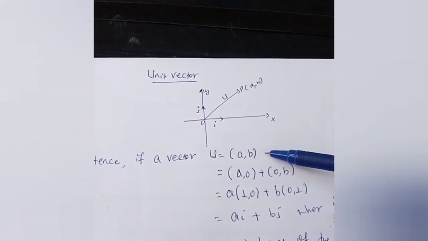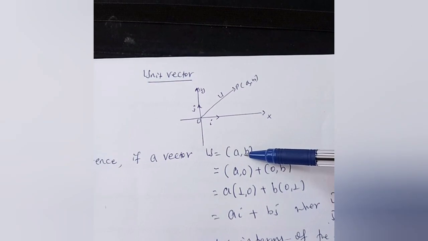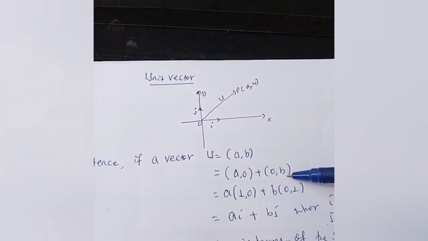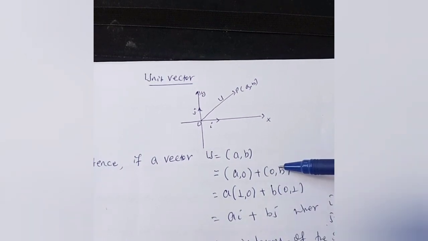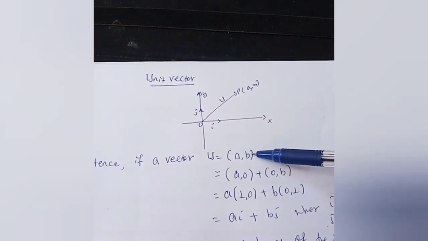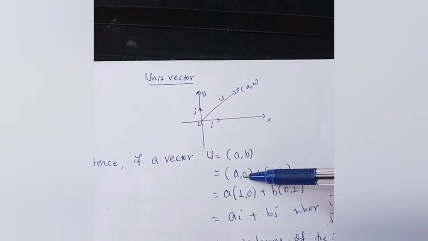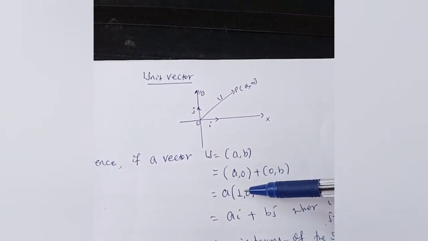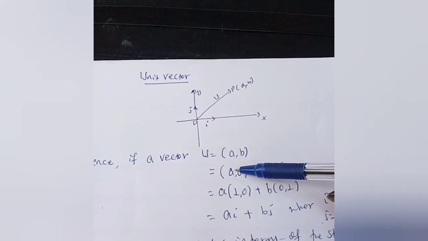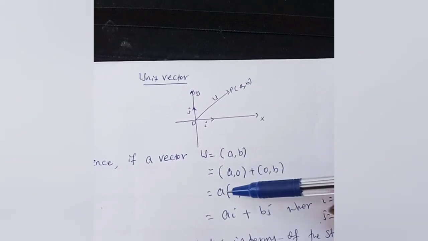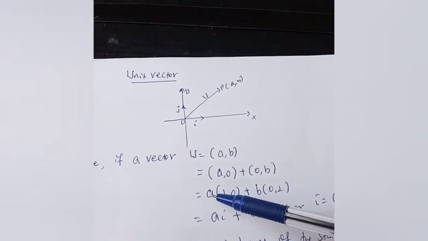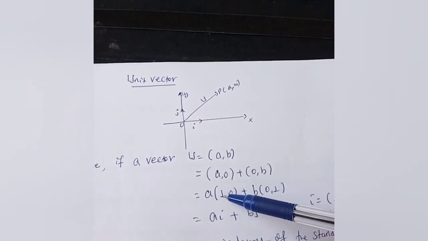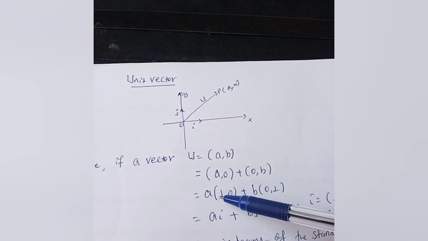So we can write this coordinate in the form of a comma 0 plus 0 comma b, because the sum of these two coordinates gives a comma b. That's why we can write a comma 0 plus 0 comma b. Again, also let's take out these terms, these variables a outside the bracket. So we have a times 1 comma 0 left, because the product of this and this bracket gives this one.